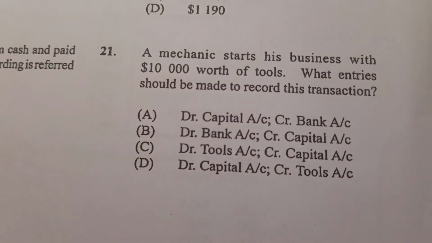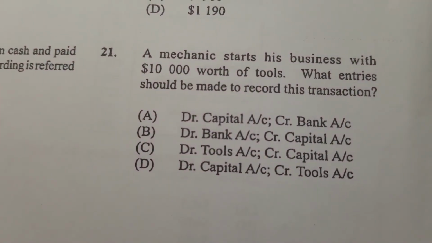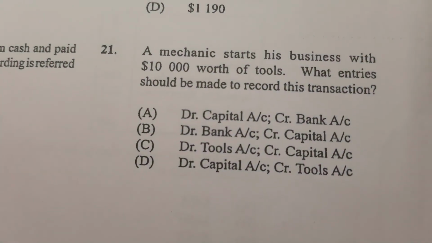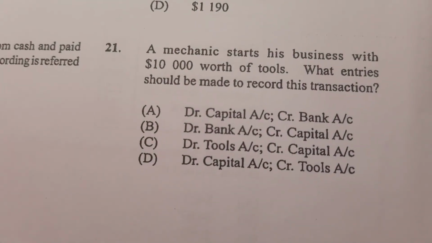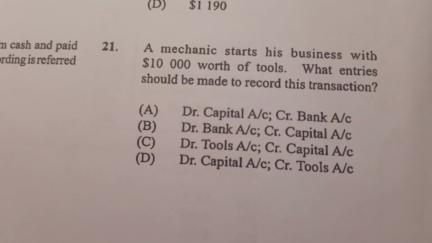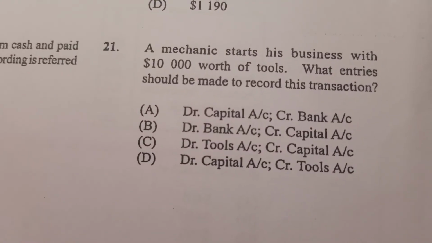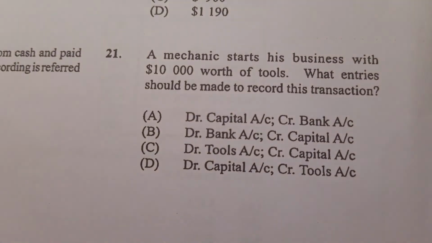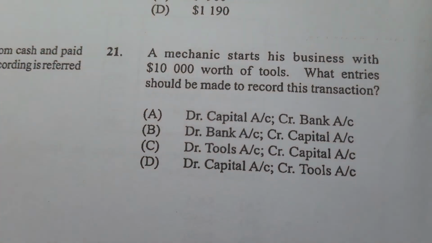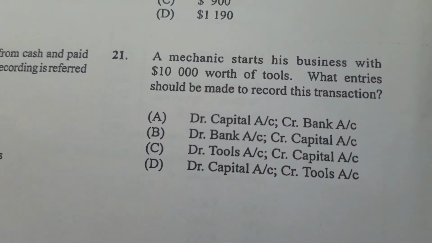What entry would be made to record this transaction? He's starting the business with $10,000 worth of tools, so capital is going to be credited, and the tools will be debited. Our best answer is C. We debit tools, credit capital.